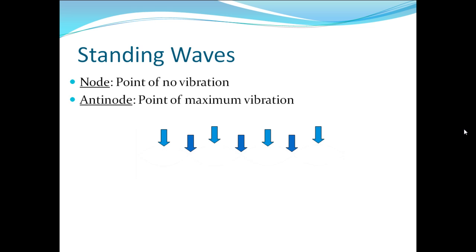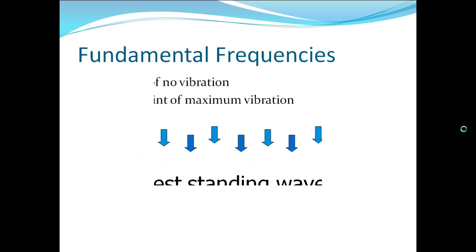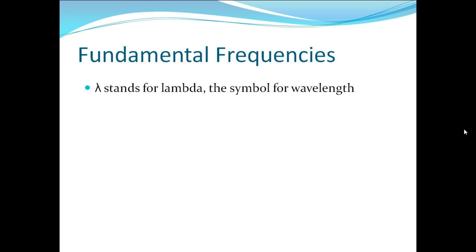For some reason, the picture on here didn't come out, but I got a better picture for the next one. The simplest standing wave for any instrument is called its fundamental frequency. And when we're doing fundamental frequencies, the Greek symbol stands for lambda still, and it's still a symbol for wavelength. Strings, their standing waves have a half lambda. Pipes have a quarter lambda. We'll get into more detail. I'll show you why it's half and why it's a quarter.